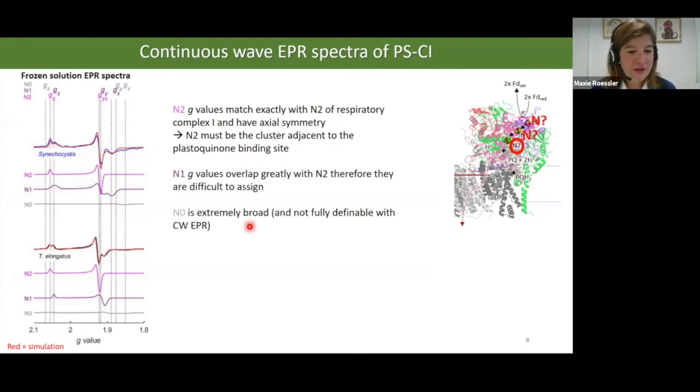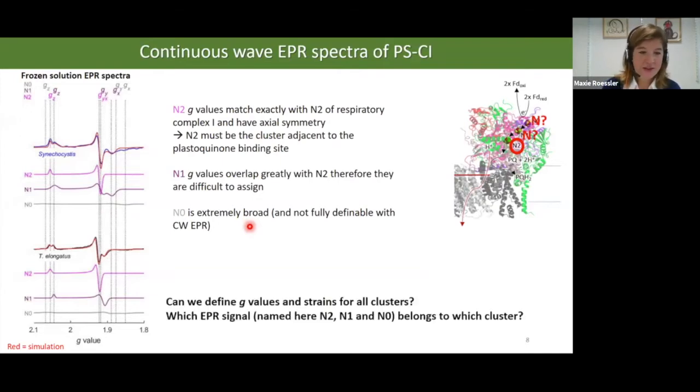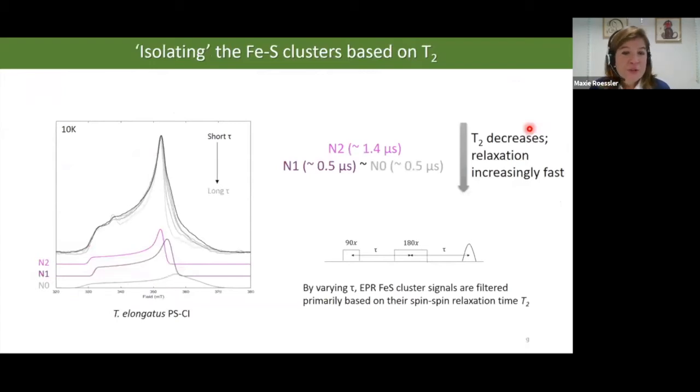However, the same certainly can't be said for the N1 and N0 signals, which have no direct equivalent in the respiratory enzyme. So clearly that required some further investigation. We need to define the G values for all the clusters and then decide which signal belongs to which iron sulfur cluster in the structure before we go on to determine what their properties are. In order to get these G values and G strains, so the magnetic signature, if you like, we played around a bit with relaxation time.